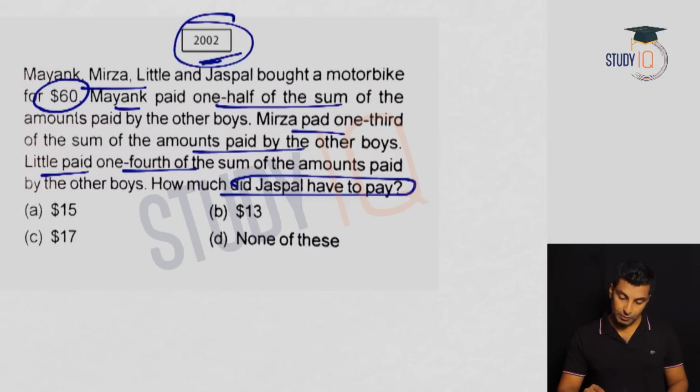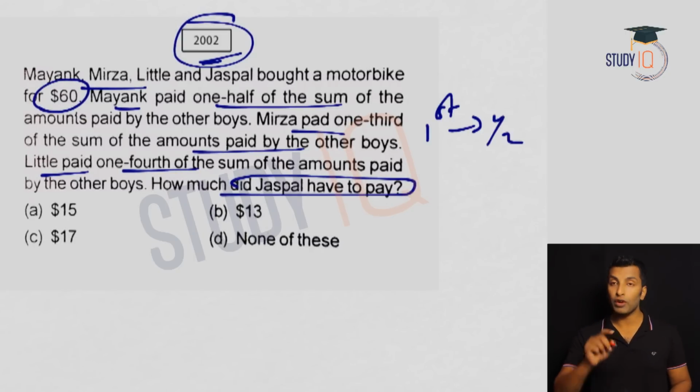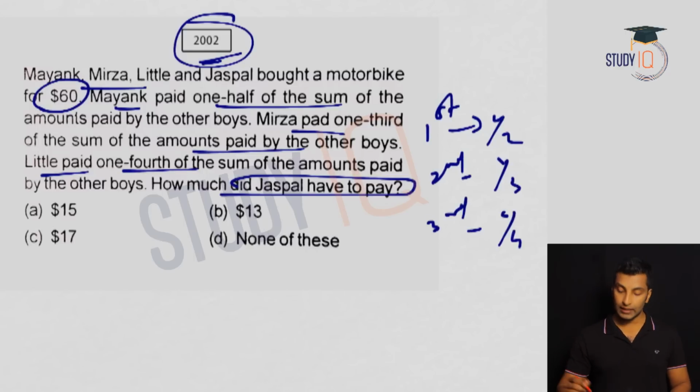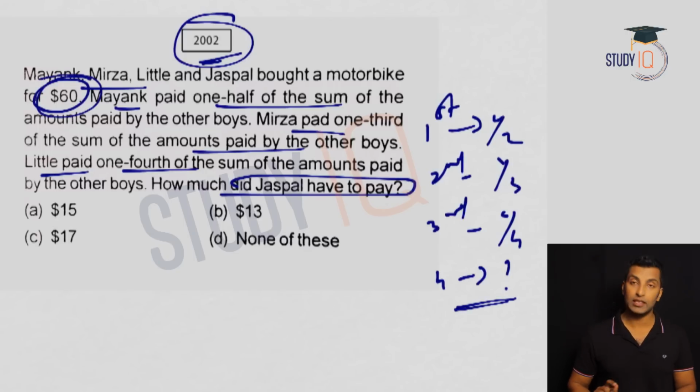See, what is given is the first person paid 1/2 of the other three, second person paid 1/3 of the other three, third person paid 1/4 of the other three, and fourth person, how much he paid is what we need to see. The total cost is given, 60.